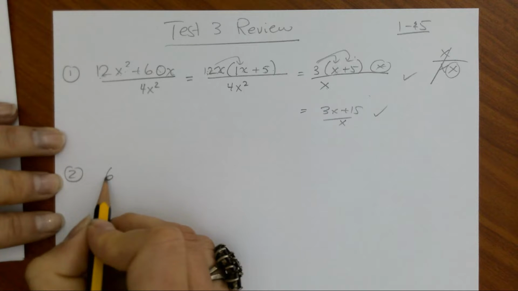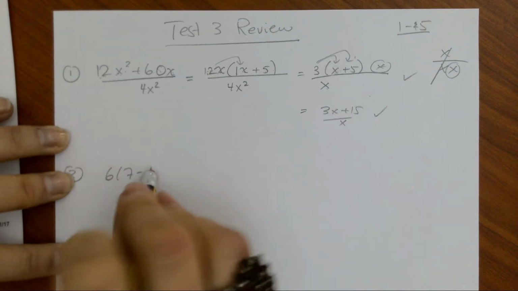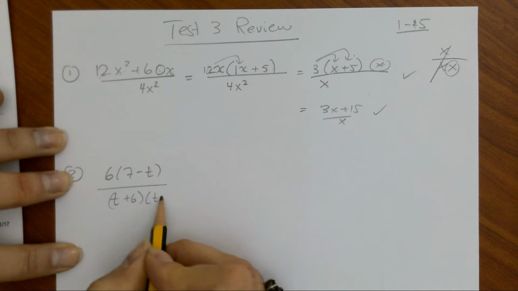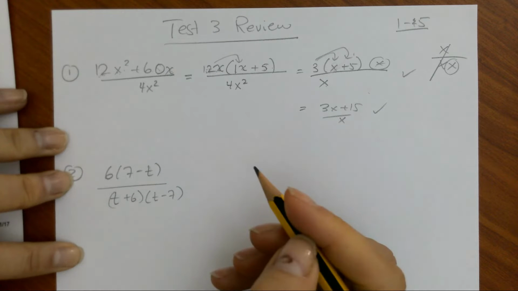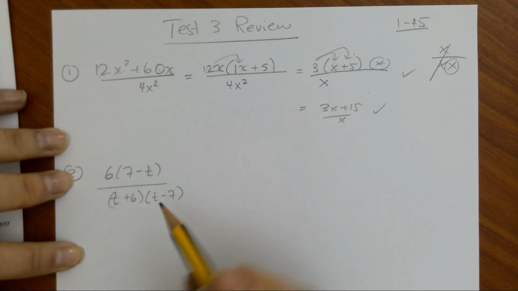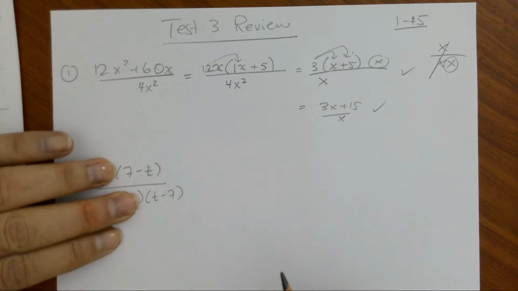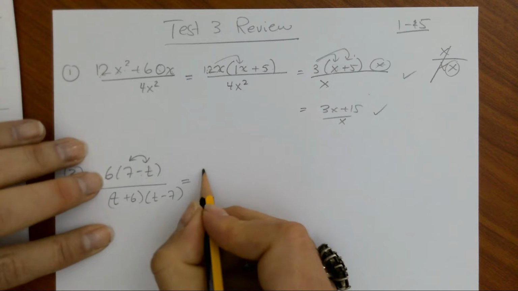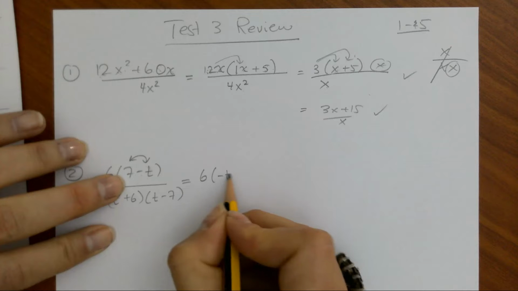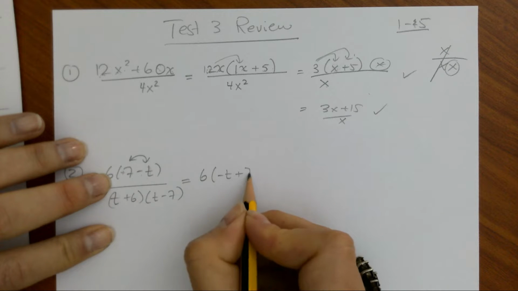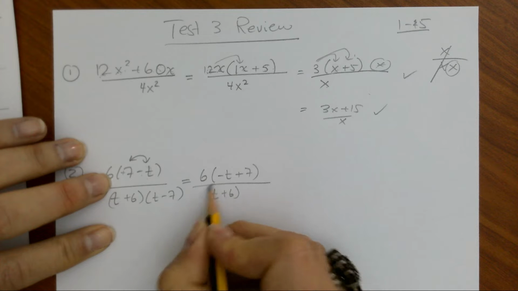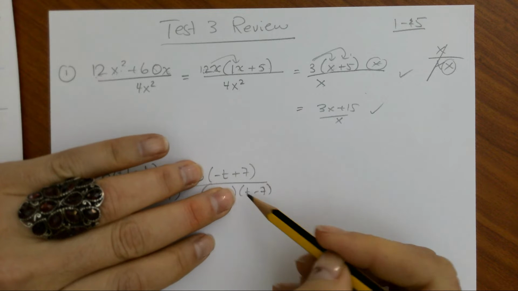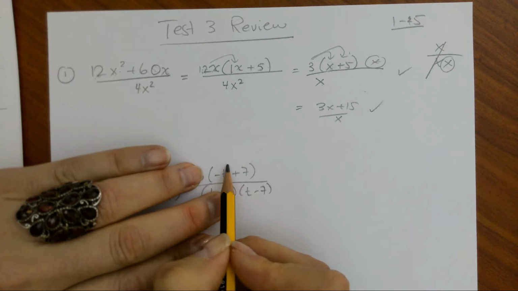Question 2. It says write the rational expression in lowest terms. So when I look at this, I go, oh, these almost are same over same. If I switch these around, maybe it'll look the same. So the negative goes with the t, and the 7 has a plus in front. Oh, okay, they look better, but now the signs are opposite. So I can just take a negative out.